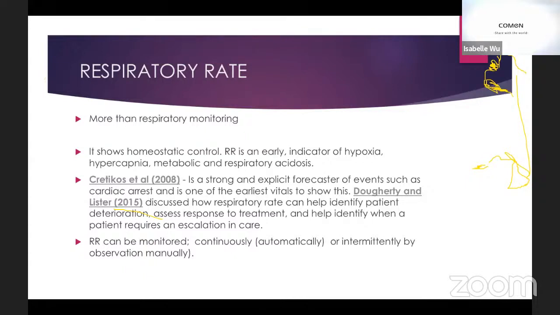It doesn't just tell us about respiration, no. It tells us a lot more. It shows us the homeostatic control of the patient. How well is this patient able to keep himself together?